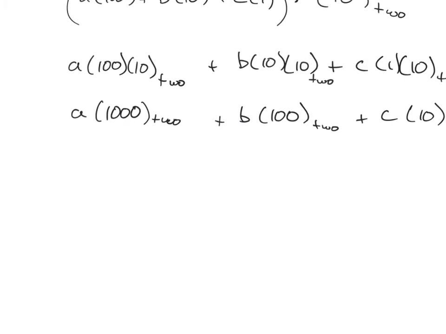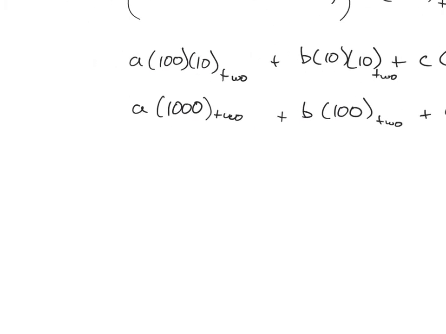So when we multiply this A times this, it's A times 1. It's the only number that's there, so it's 1000 times A, so it's A 0 0 0, plus B 0 0, and this is still in base 2, plus C times, or C 0.